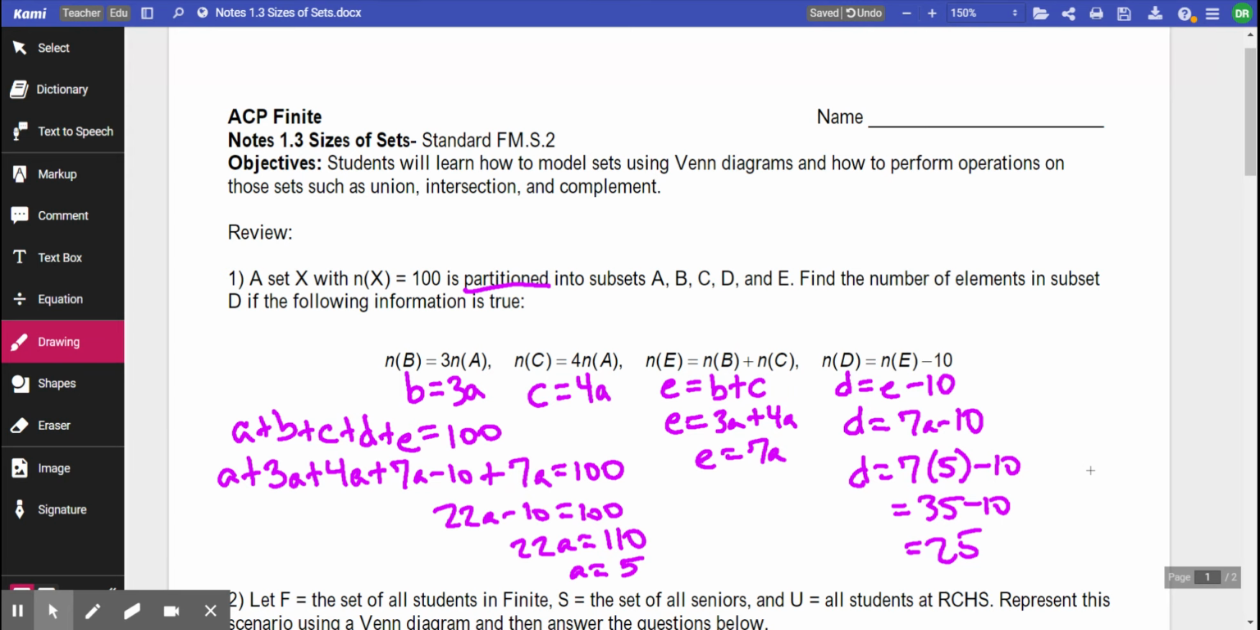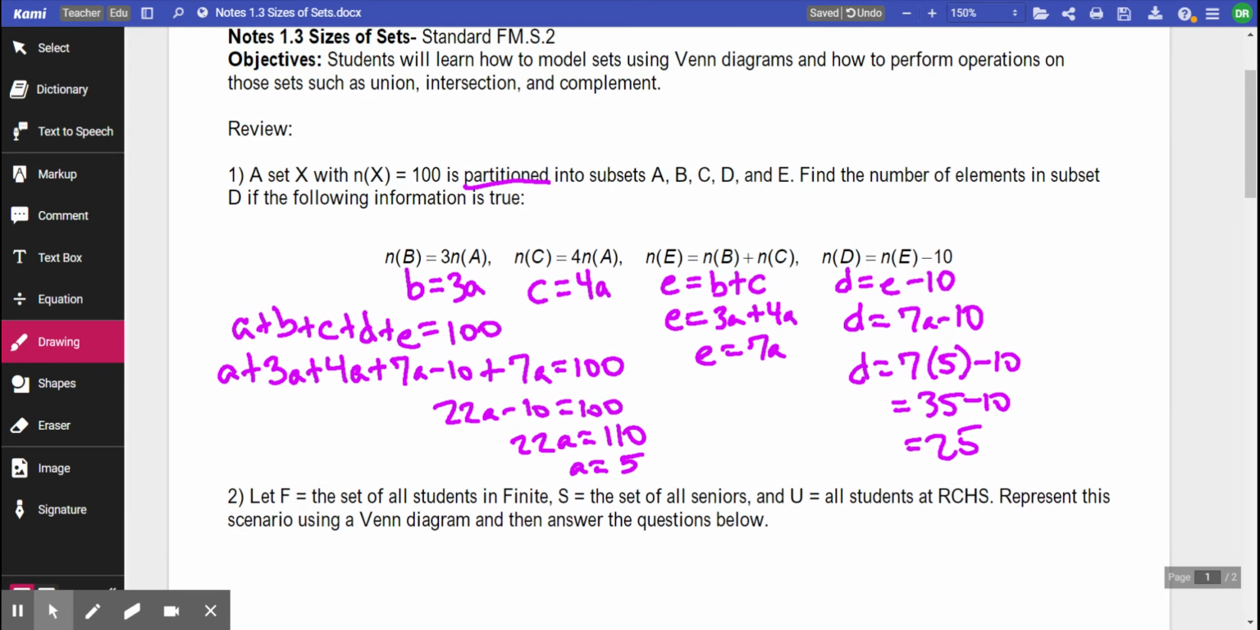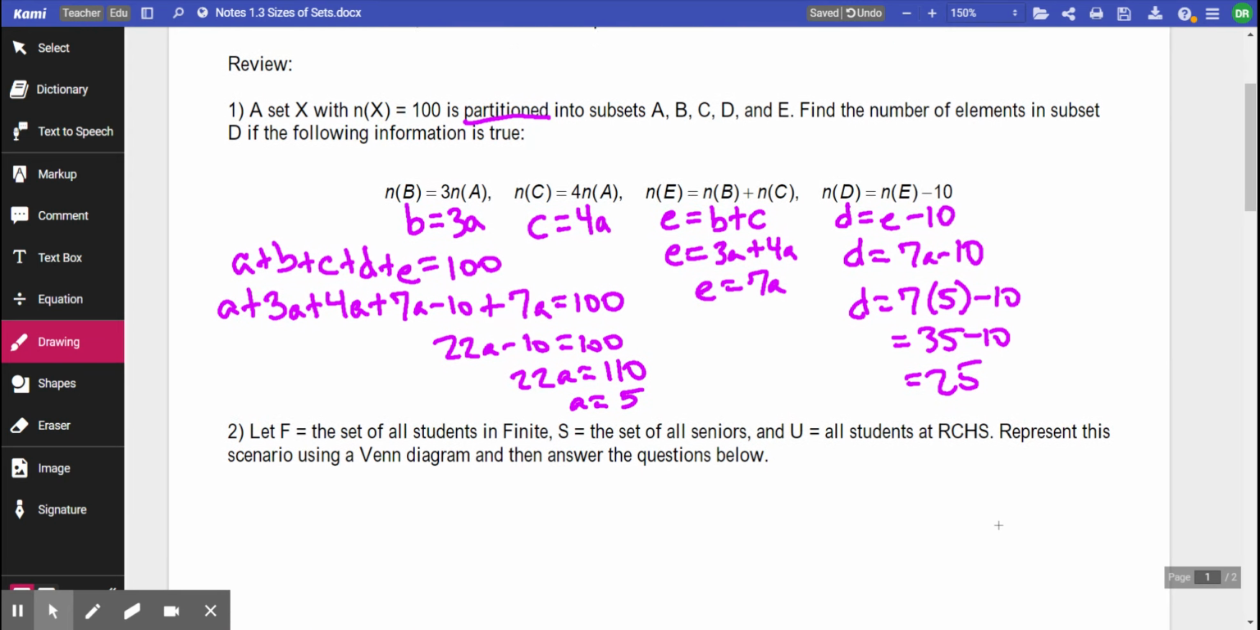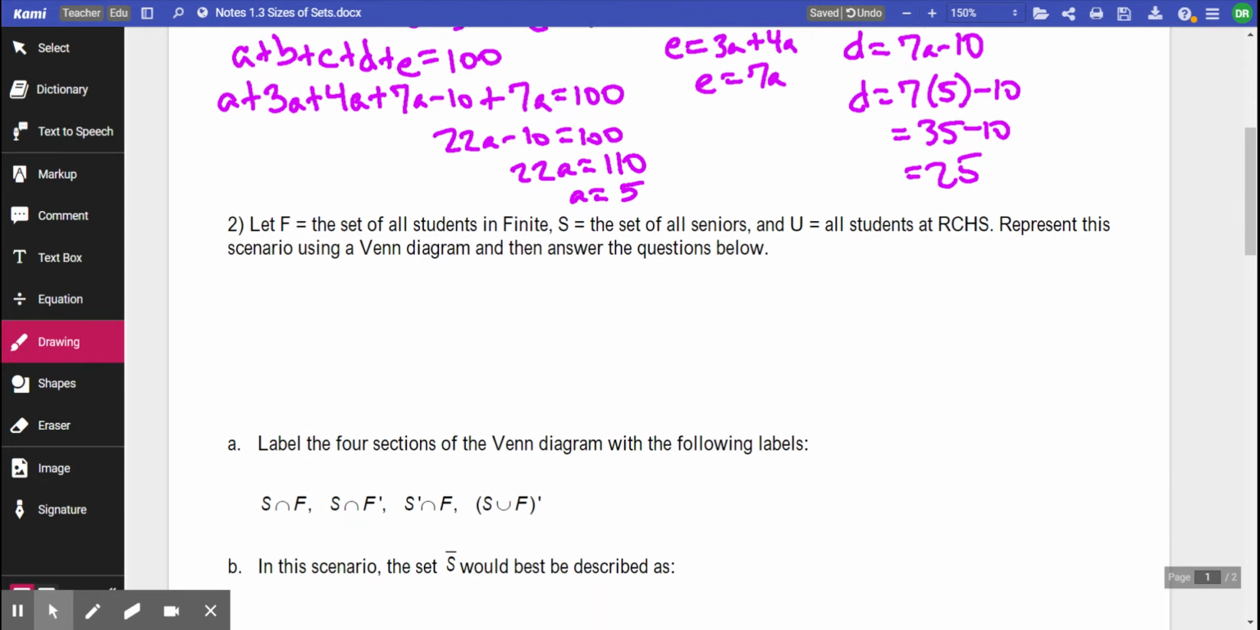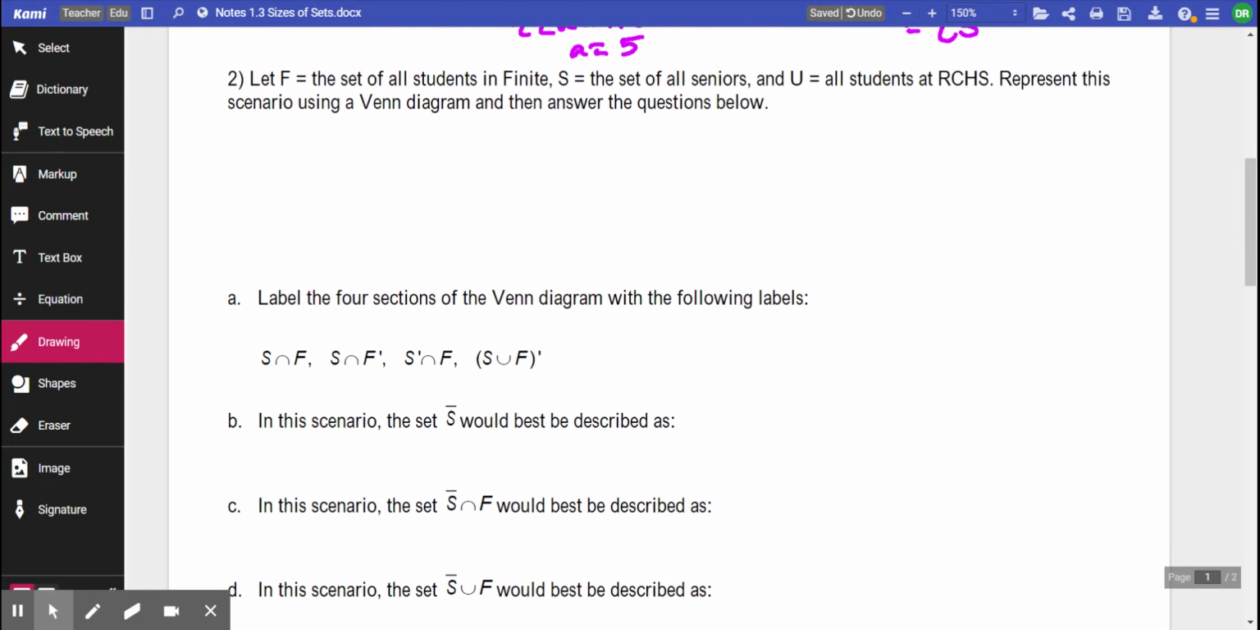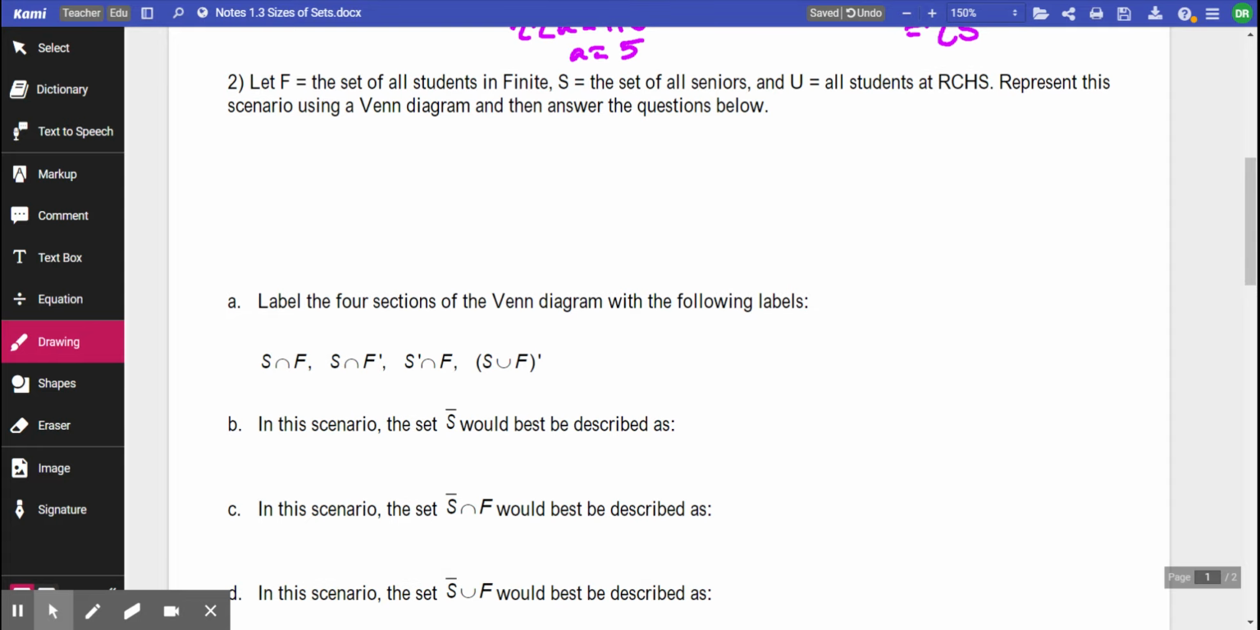All right, so like I said, that one shouldn't be too bad for finding the number of elements, because we were talking about a partitioned universal set, which meant that there wasn't any overlap. Now, that's hardly ever going to be the case. A lot of the time you're going to have overlap between your sets.